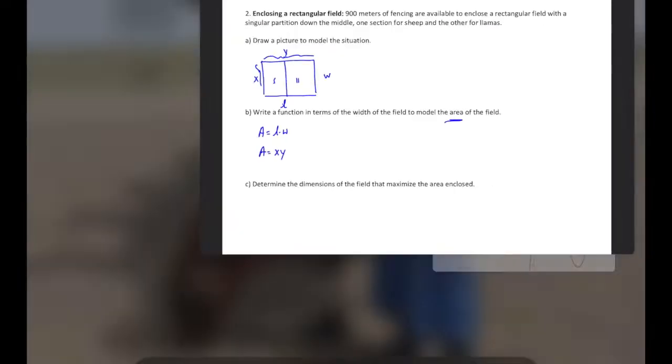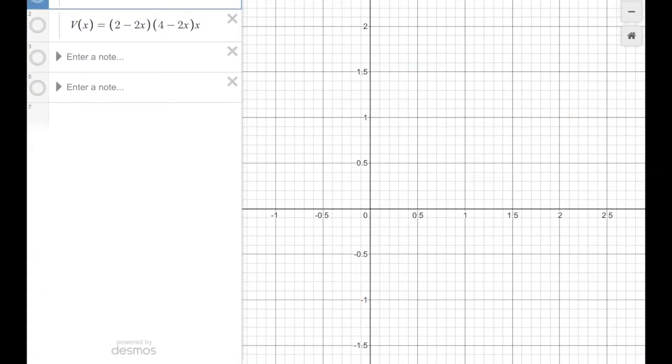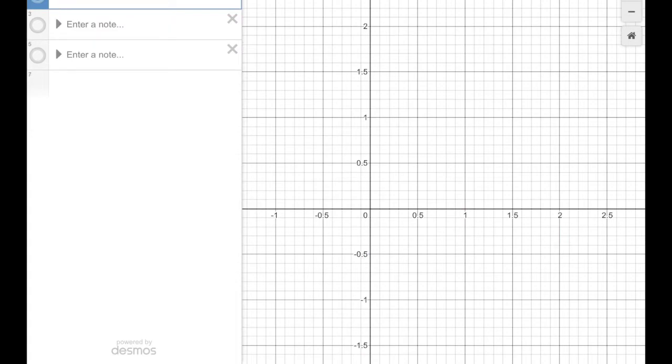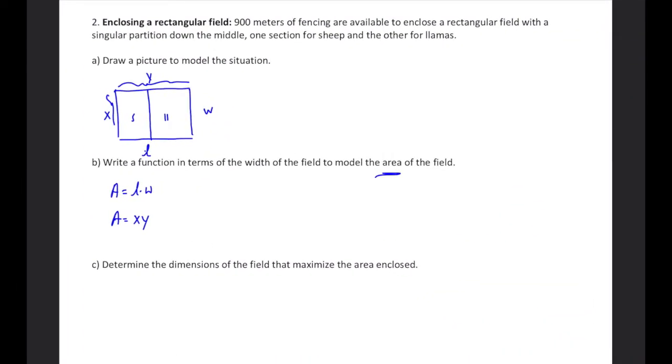Now if I go into Desmos, I go, oh, wait a second. I can't graph in terms of x and y. I need it only in terms of one variable. So here's the challenge, we need to have this only in terms of x. We need a function A of x where there's just an x, no y. So we need to replace that y with something. What we're going to do is use what I call a constraint equation.